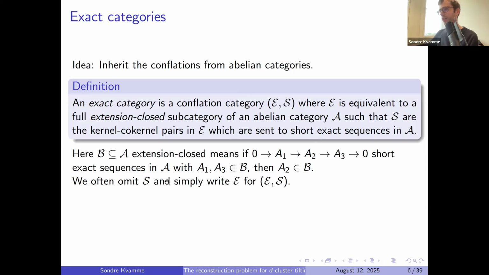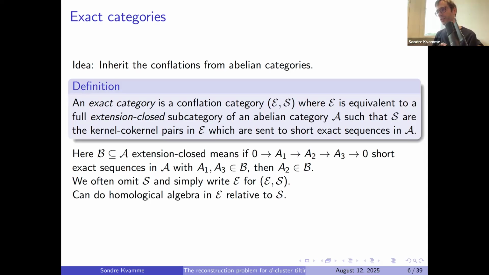I will typically not write S in this class of conflations, and simply write E for the exact category (E, S), in case you see that later. I say an exact category E, but then I of course need to remember that I have an underlying class.